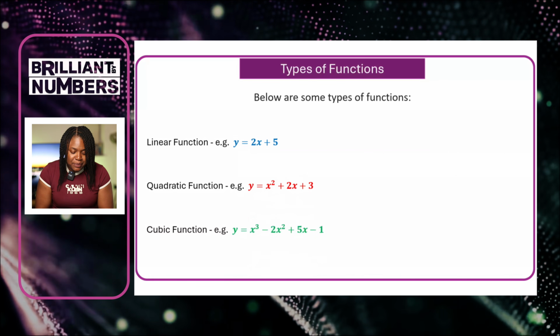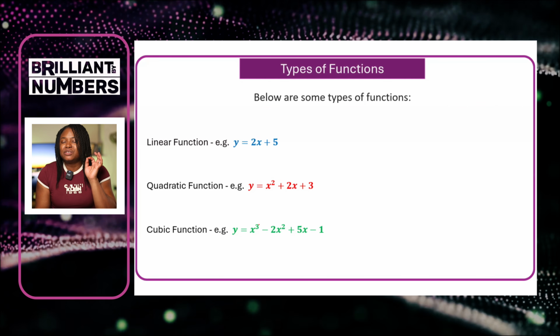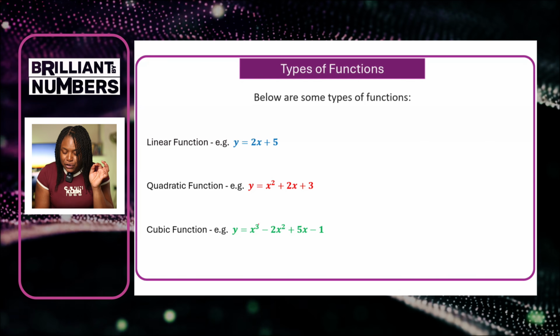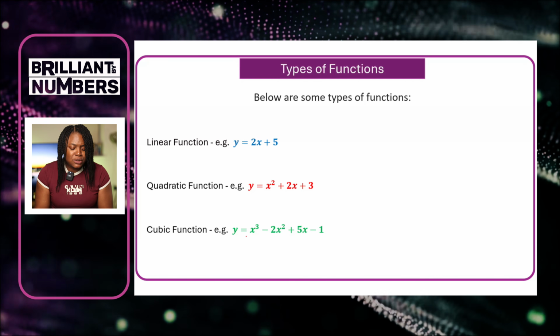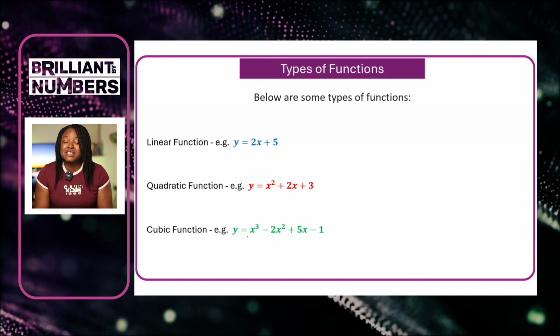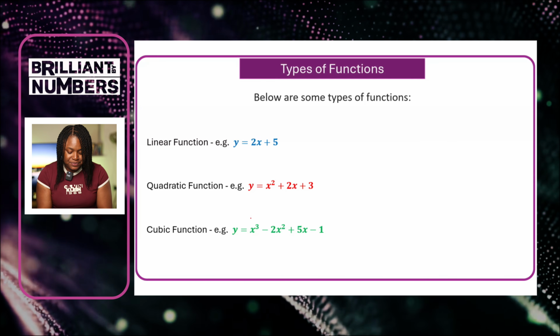Next we have the cubic function. As well, I've looked at this a little bit more in depth when I did the video on expanding triple brackets. Once we expand a triple bracket, the result is always a cubic expression. Now the cubic expression, the highest power has to be a 3 or a cube. So here in my example, y equals x cubed minus 2x squared plus 5x minus 1 is an example of a cubic function.